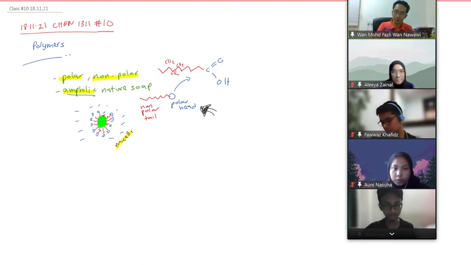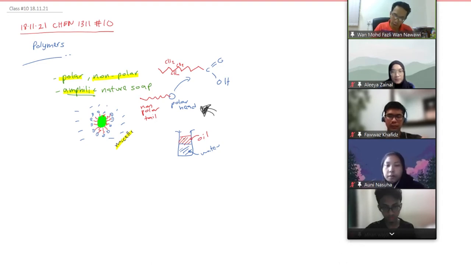For example, if you put in a container, let's say a beaker, water inside, and on top of that you have oil. Normally water and oil don't mix, it's like they are at war with each other. So when you put the soap, it will make them mix together. They make an emulsion. That is the purpose of this amphiphilic nature, in detergent or soap. So that's what we learned in the last class.